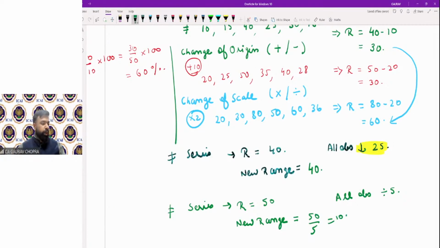Some of you have given 25, some have given 50, some 100. So there you have to be again very careful. This is change of scale. और जब भी change of scale होता है, it will get impacted in the same ratio. So 50 divided by 5, it will become 10.